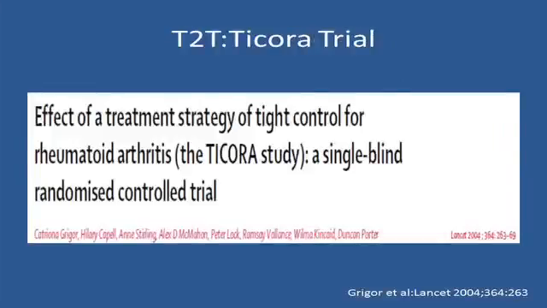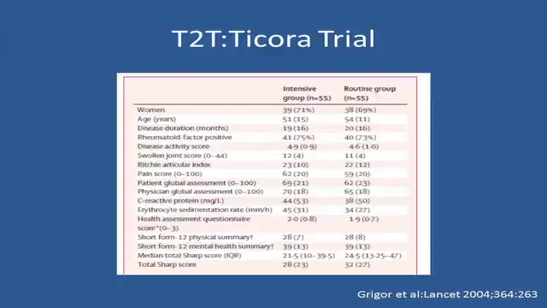So the TICORA trial was really where we first got started talking about looking at treatment strategy and tight control. And this was a study that was conducted around the turn of the century, 98, 99, in the UK, looking at about 110 patients who entered the trial.